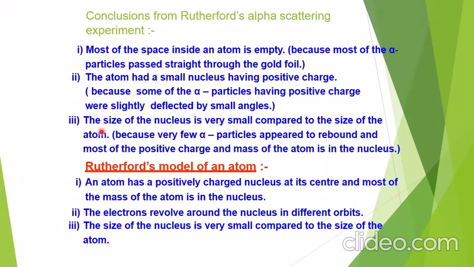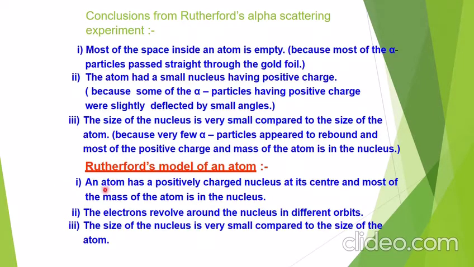Third, the size of the nucleus is very small as compared to the size of the atom. Why? Because very few alpha particles, around 1 out of 12,000, rebound, means reverted back on the same path. It means जब head on collision हुआ होगा positive का positive से, they totally rebound on the same path.